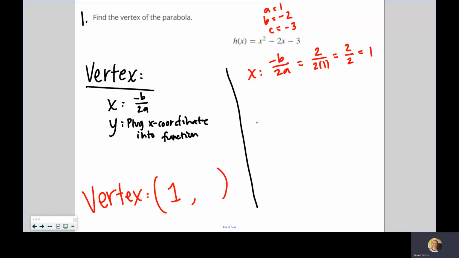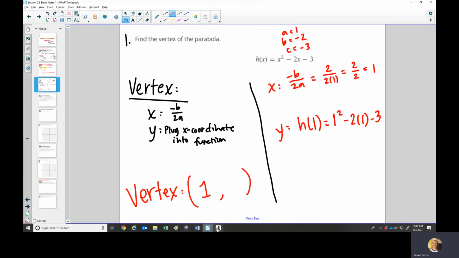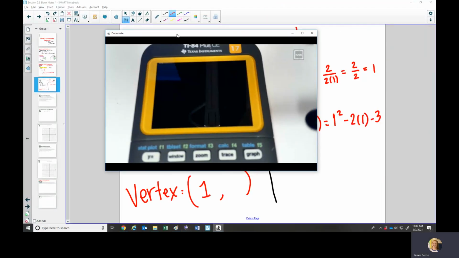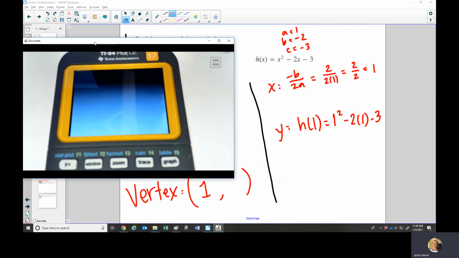Now let's find our y-coordinate. So we're just going to plug our x-coordinate into our function. So it's going to be h of 1 equals 1 squared minus 2 times 1 minus 3. All right, so let's go over to our calculator and plug this in. You could probably do this in your head, but we'll do it on our calculator just to get some practice.